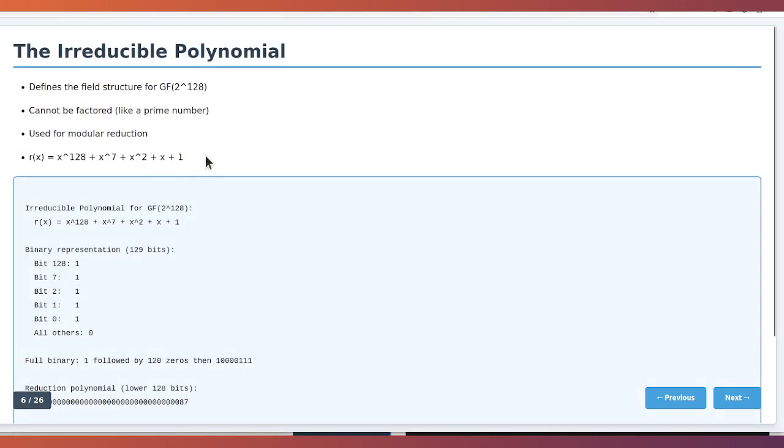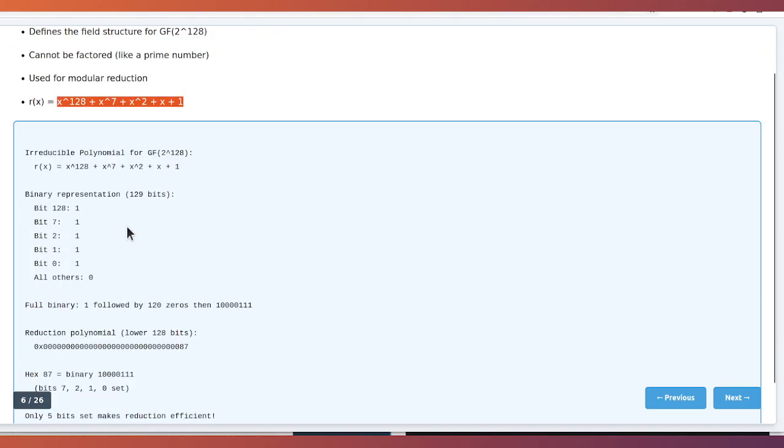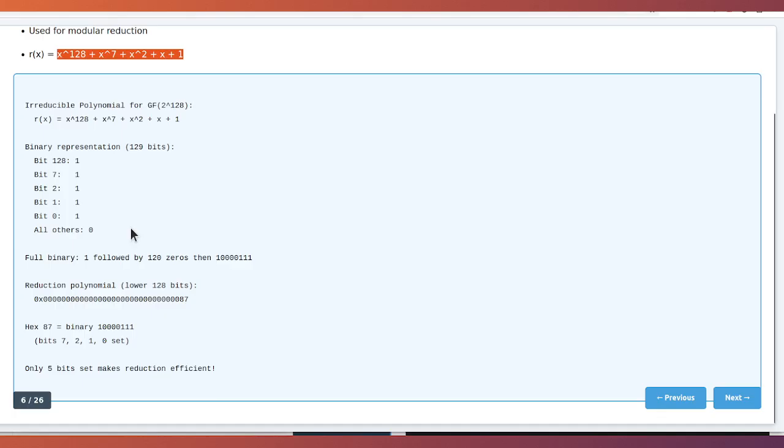The irreducible polynomial is the key component that defines our Galois field. For GF(2^128) used in AES-GCM, the irreducible polynomial is R(x) = x^128 + x^7 + x^2 + x + 1. An irreducible polynomial is one that cannot be factored into smaller polynomials over GF(2), similar to how a prime number cannot be factored into smaller integers. This particular polynomial was chosen for AES-GCM because it is irreducible and has properties that make reduction efficient.